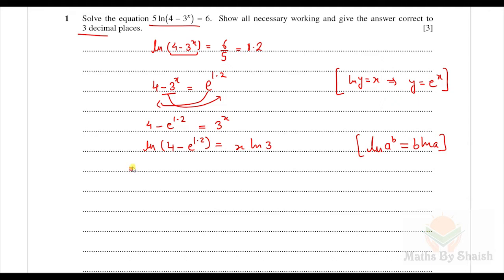Now lastly you will write x is equal to ln(4 minus e^1.2) over ln 3. We will get this by calculator, and the answer is minus 0.3512 and so on. We need to write it to 3 decimal places, and the next digit is 2, so it would be minus 0.351 only. So that's the answer for this question. I hope it is clear. Let's do the next question.